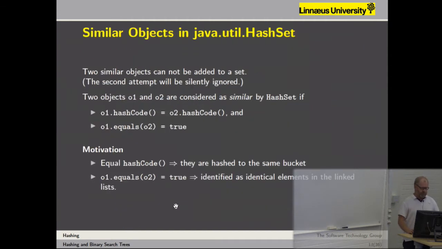So, similar objects here. Two objects are considered as similar by hash set if they have the same hash code and if they are equal according to equals. This one is used to make sure that they end up in the same bucket. This one is used to identify them as identical in the linked list. If only this one works and two elements that you consider to be similar are ending up in different buckets, then the equals method will not help you. They will not be there. So they are similar according to hash set if they have the same hash code, and then they are equal according to this method.